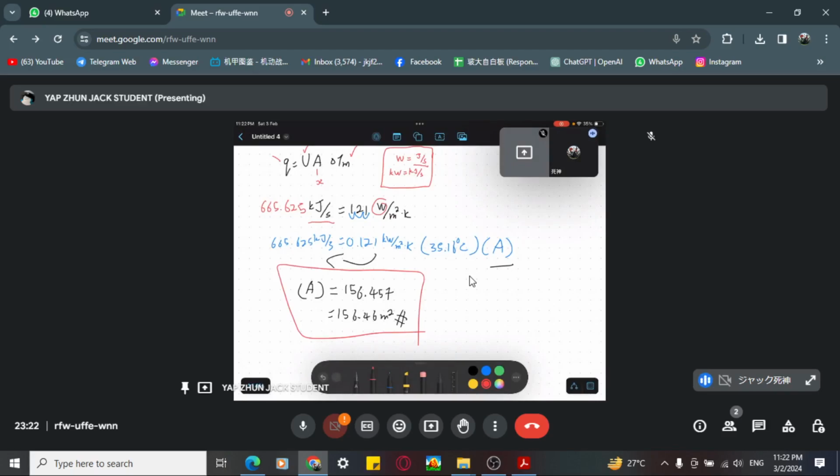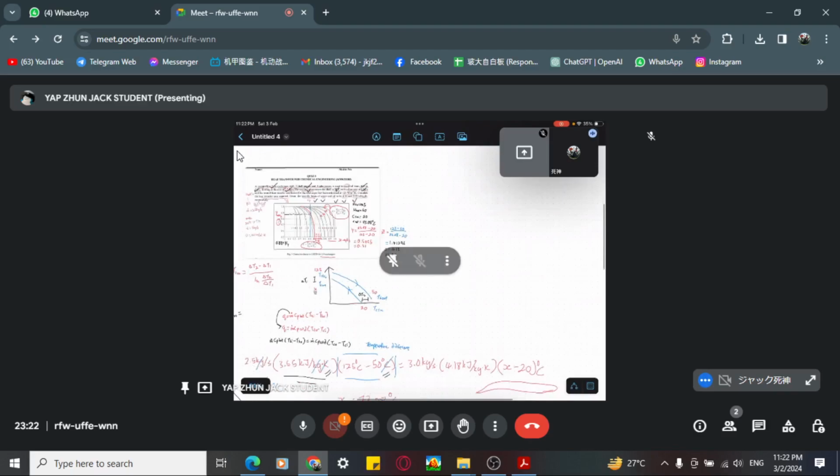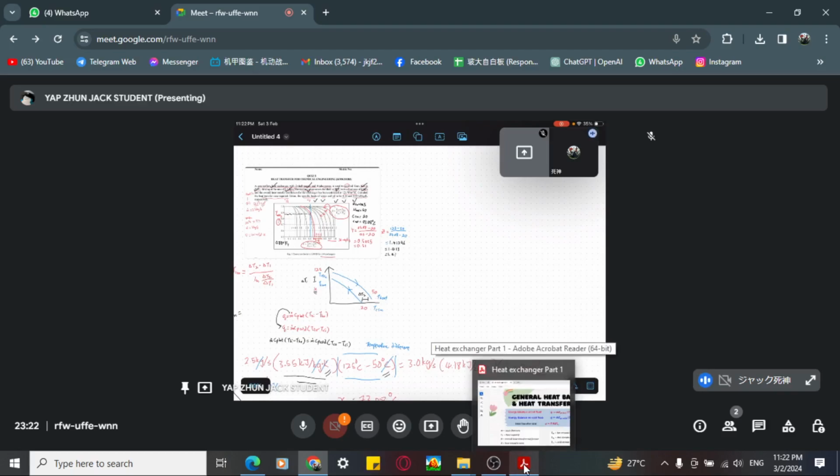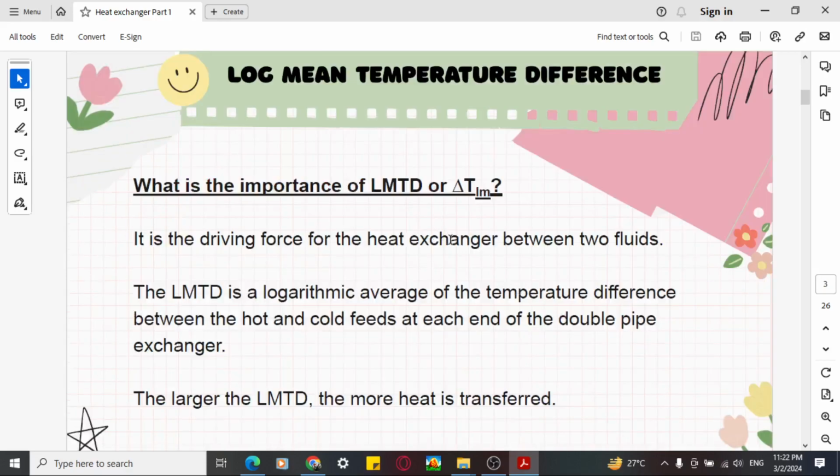Okay. After we calculate all this quiz, now I want to talk about the fundamental things and all the important things when you calculate, when you want to know the parts of a heat exchanger. So I will talk about it slide by slide. This we already talked about just now, right? So no need to get worried.